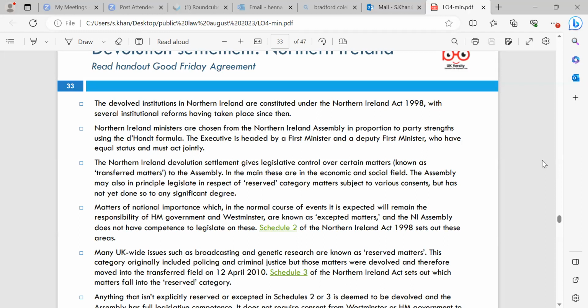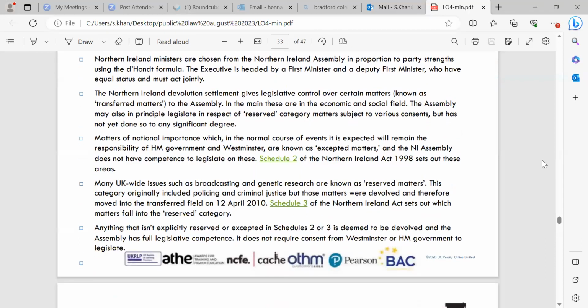In the main, these are the economic and social field. The Assembly may also, in principle, legislate in respect of reserved matters, subject to various consent. Matters of national importance, which in the normal course of events it is expected will remain the responsibility of HM government and Westminster, are known as excepted matters, and the NI Assembly does not have the competence to legislate on these. Schedule 2 of the Northern Ireland Act 1998 sets out these areas.